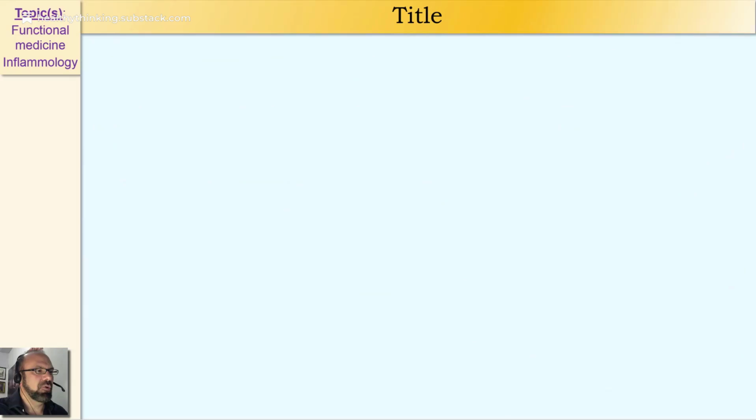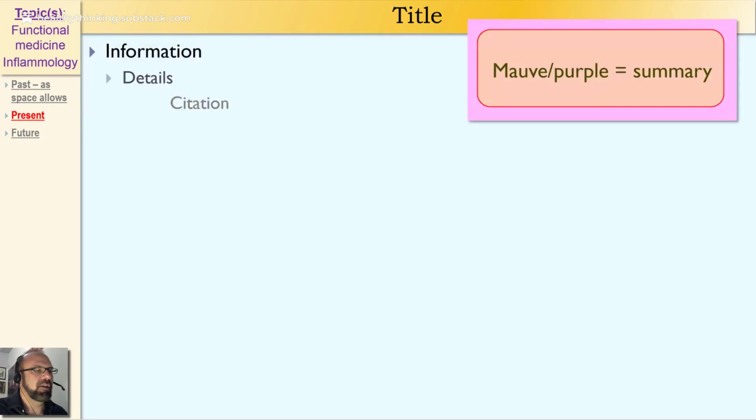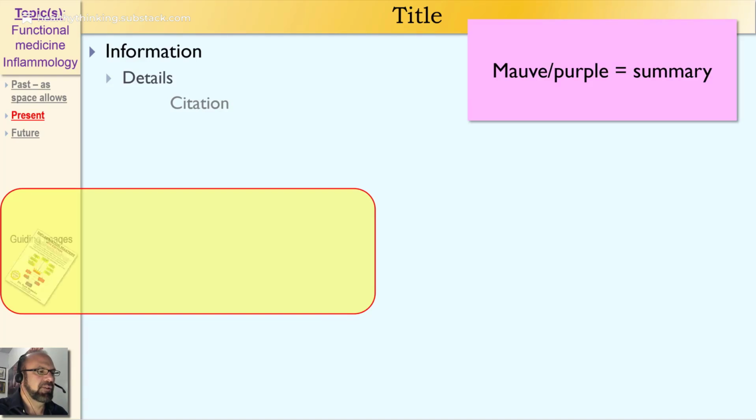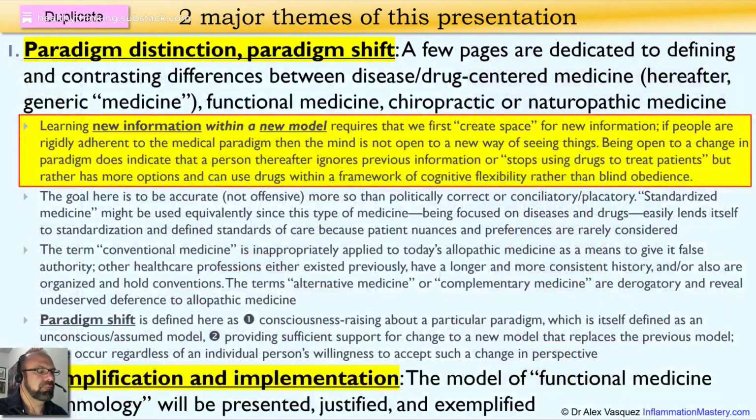Each of my slides, of course, is going to have a title at the top and a little bit of information here in the corner. Then I'll have an index to the left-hand side to kind of provide some orientation. Then the bulk of the information will be, of course, in the center of the slide. When I need to provide a summary, I'll do that within a mauve or purple-colored text box like this. And then you'll see the use of certain images from my books, such as Inflammation Mastery and another book I'll discuss later called Brain Inflammation.